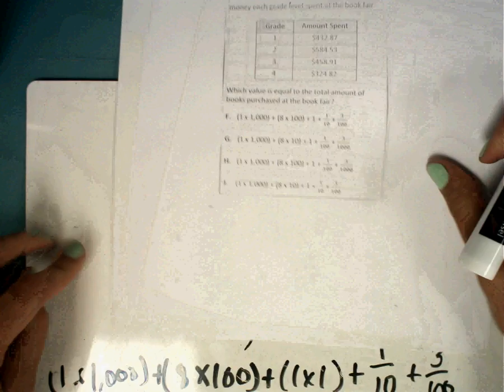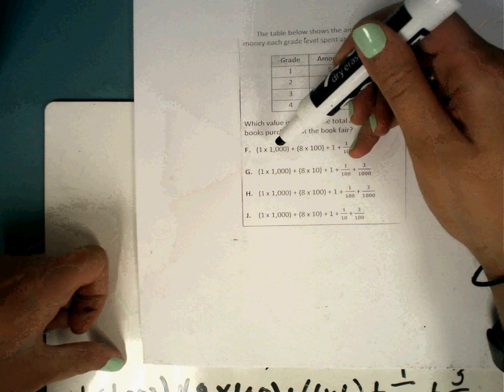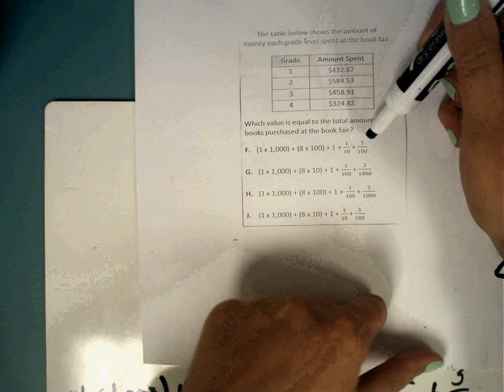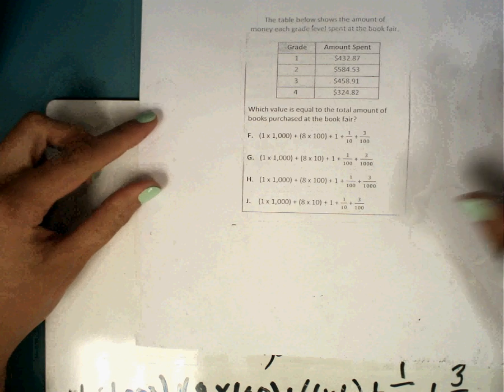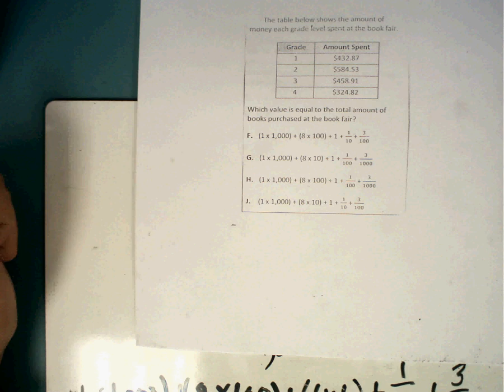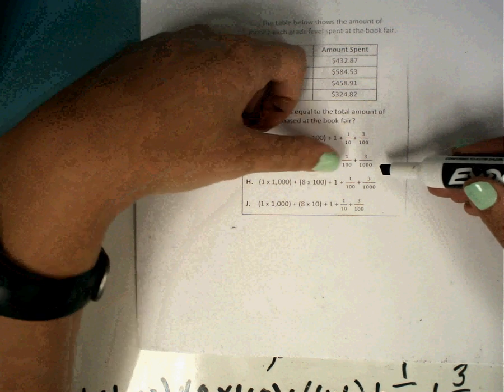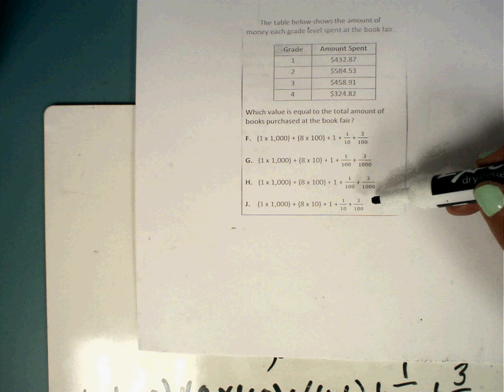So I need to find the answer choice that goes with this right here. Which one goes with it? See if you can spot it. It would be F, right? Look, 1 times 1,000, 8 times 100, 1 times 1 is 1, 1/10, and 3 hundredths. Right? Okay, so that means that F is the answer. This can't be it because we have 8 hundreds, not 8 tens, right? This can't be it because this says 100th, and I need that to say 1/10. This can't be it because this says that we have, again, 8 tens instead of 8 hundreds. All right?